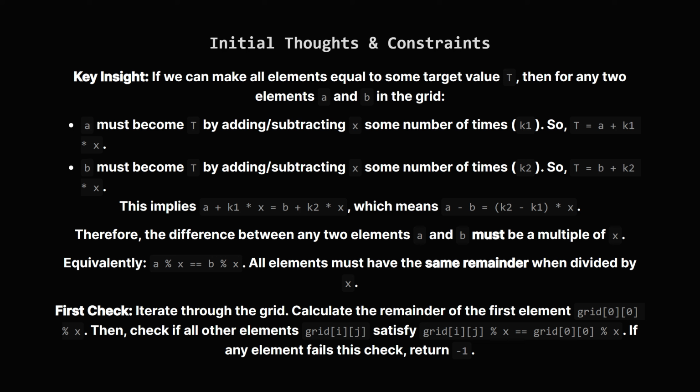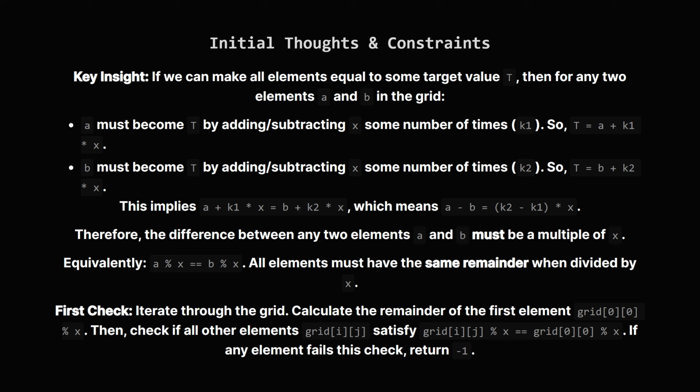If t - a equals k1x and t - b equals k2x, for some integers k1 and k2, then subtracting these equations gives t - b minus t - a equals k2x - k1x, which simplifies to a - b equals (k2 - k1)x. This tells us a crucial fact: the difference between any two elements in the grid must be divisible by x. If this condition isn't met, it's impossible to make them equal using only operations of adding or subtracting x. An equivalent way to state this is that all elements in the grid must have the same remainder when divided by x. So, our first step should be to check this condition.